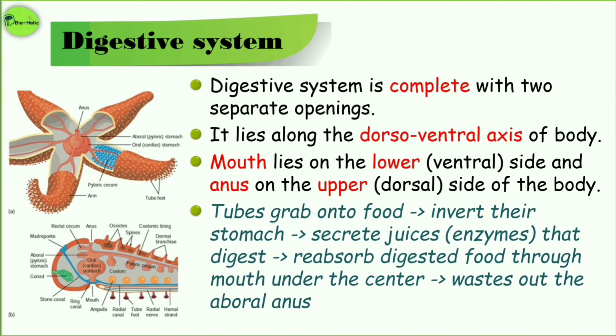Then the food is inverted into their stomach, and then the juices or enzymes are secreted that digest the food. Then they reabsorb the digested food through their mouth under the center. And then the waste products are passed out by the aboral-sided anus.